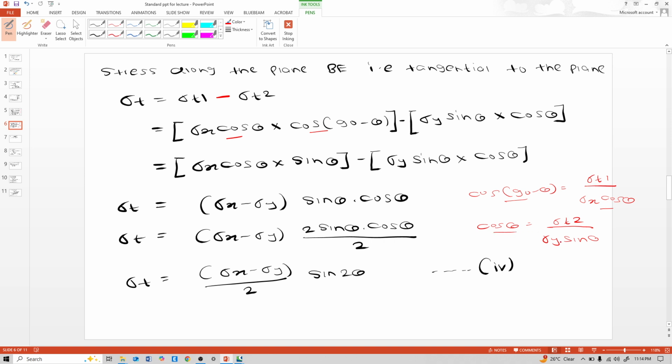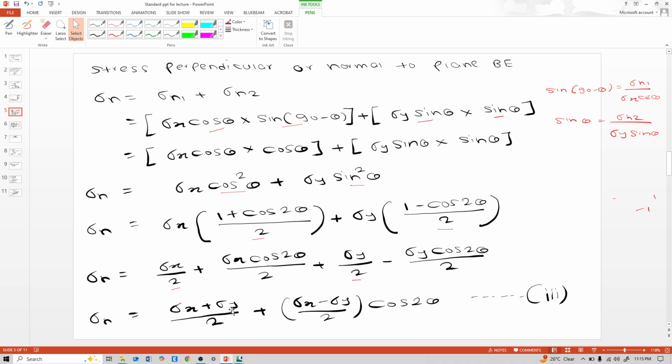So this sigma T2 is equal to cos of theta into sigma y sin of theta. Cos 90 minus theta is sin theta, and the rest are as it is. Therefore take sin theta into cos theta common, sigma x minus sigma y into sin theta into cos theta. Therefore this sin theta into cos theta, divide and multiply it by 2. Therefore the tangential stress equation is sigma t is equal to sigma x minus sigma y upon 2 into sin of 2 theta, and the normal stress equation is sigma n is equal to sigma x plus sigma y upon 2 plus sigma x minus sigma y upon 2 into cos of 2 theta.